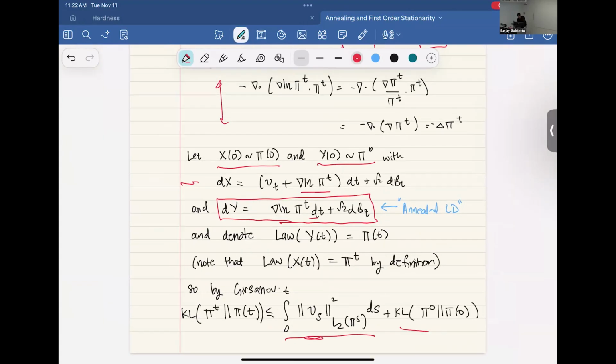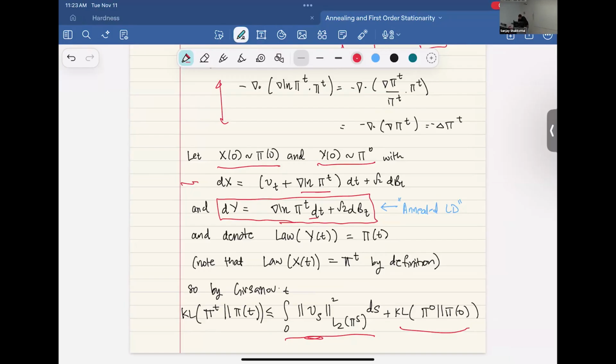And then this is the initialization difference. So this is what would happen if you applied Girsanov to two processes, one of which is actually annealed Langevin dynamics. That's y. And the other is this made-up process which uses Vt to generate it, which we don't know what Vt is, but we know that the laws of x are actually pi superscript t. That's how we set it up, right? And so we get this.